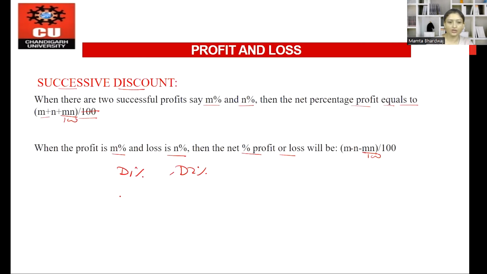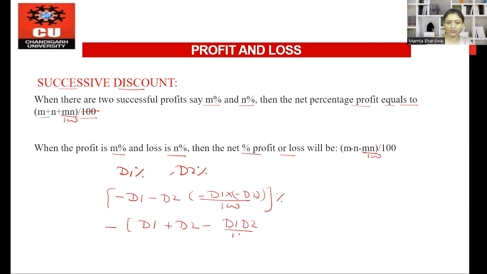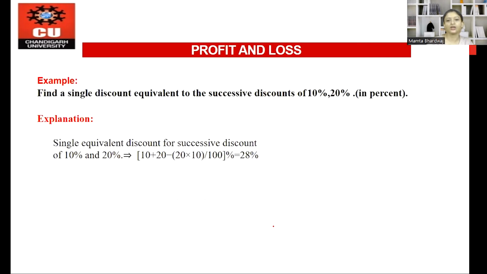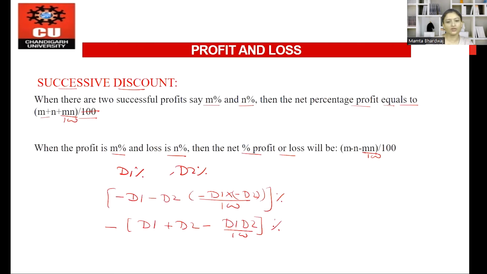D1 and D2. So it will be equal to minus D1 minus D2 and minus D1 into minus D2 upon 100%. So this becomes plus minus minus, it comes out to be plus. So if we take the negative sign outside, it becomes D1 plus D2 minus D1 D2 by 100%. If two successive discounts are given to you, then we will use this concept.